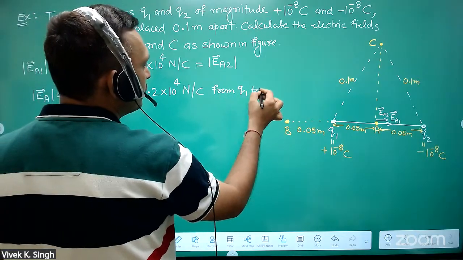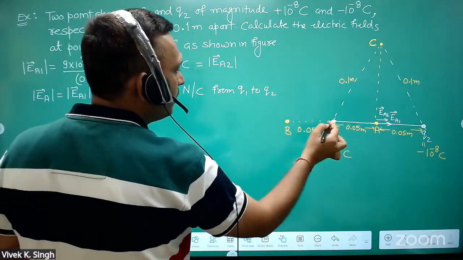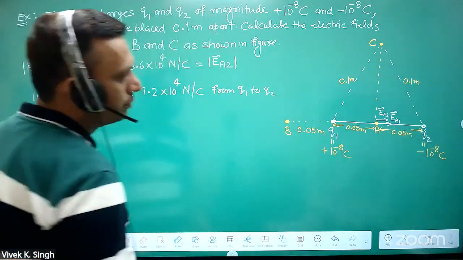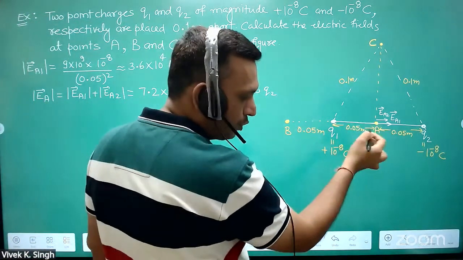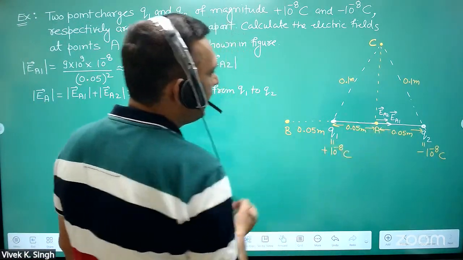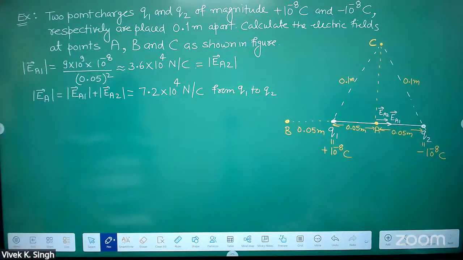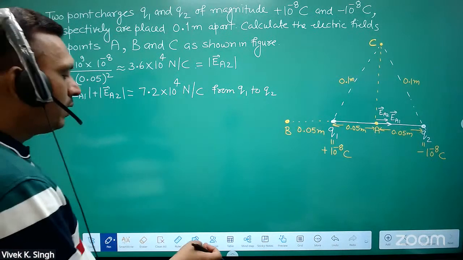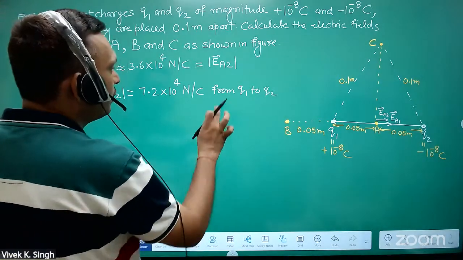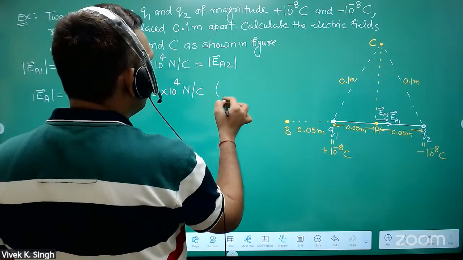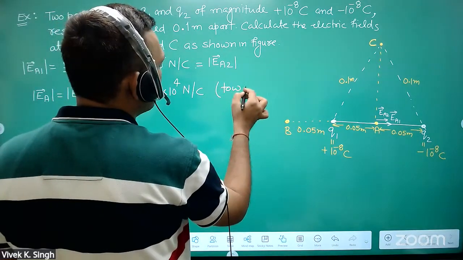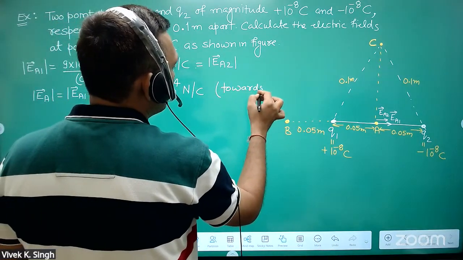From Q1 to Q2. So direction will be from Q1 to Q2. Is it clear? What will be magnitude and direction of the field at point A? Yes or no? Yes, sir. Or if you don't write Q1, Q2, towards right. Towards right.